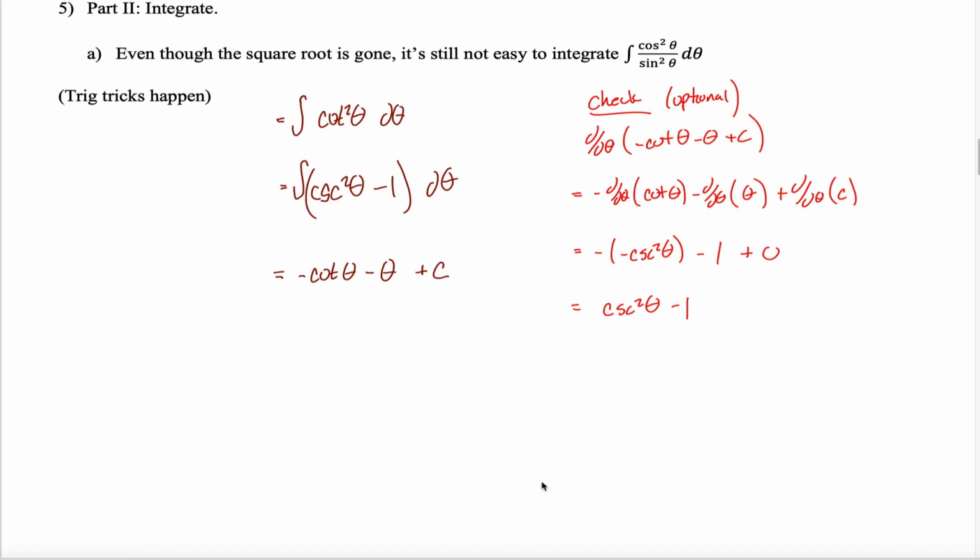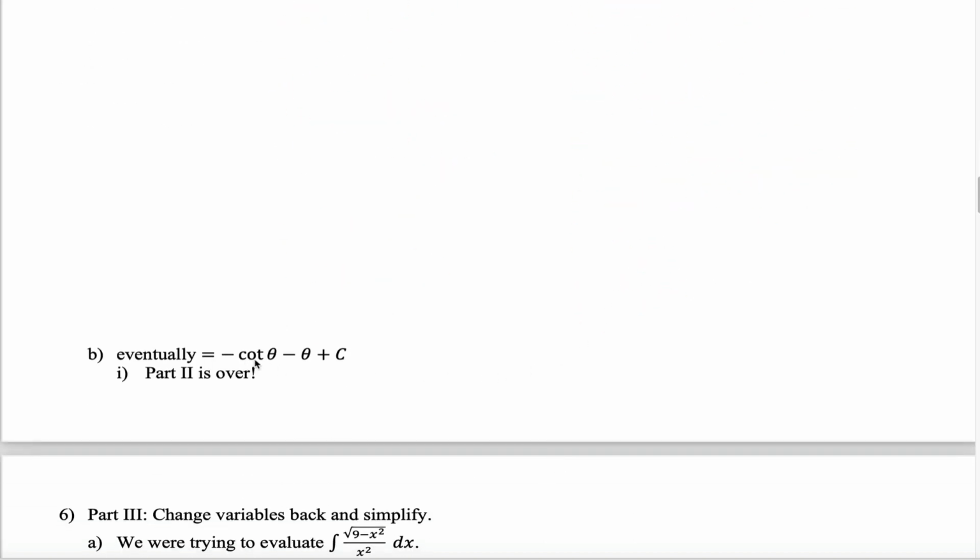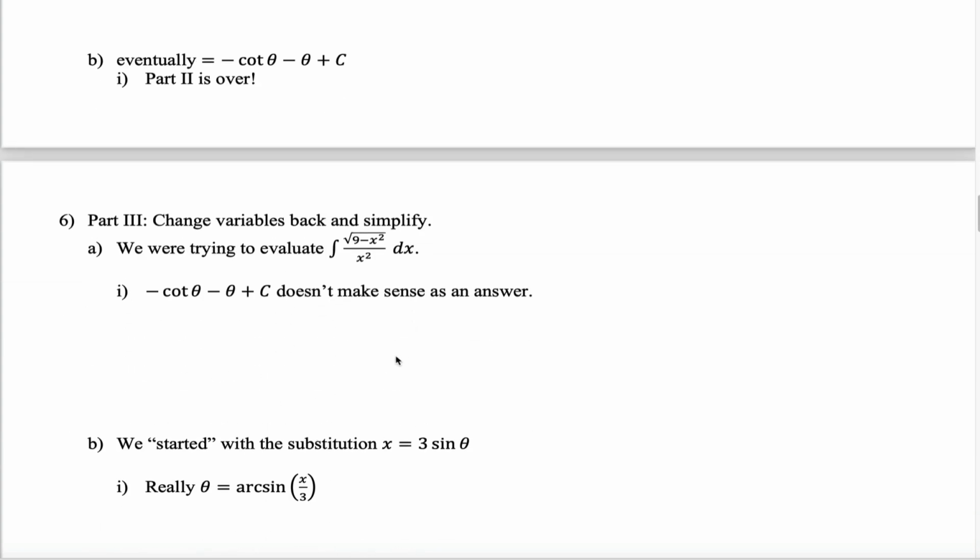What we figured out is that our integral is equal to negative cotangent of theta minus theta plus c. So it feels like we're done, but we're not really done because the original question was evaluating the integral of the square root of 9 minus x squared over x squared. Saying that the answer is negative cotangent of theta minus theta plus c doesn't make any sense at all because our variable up here is an x and our variable down here is a theta. Just like with u substitutions, we have to substitute back in. And you're like, yeah, but that's easy.